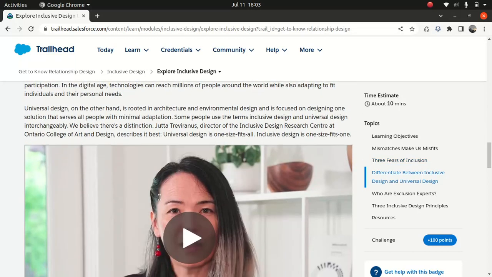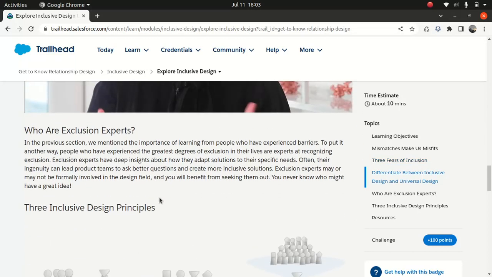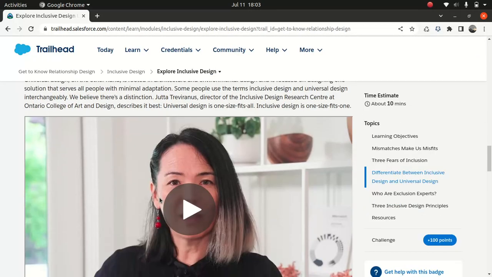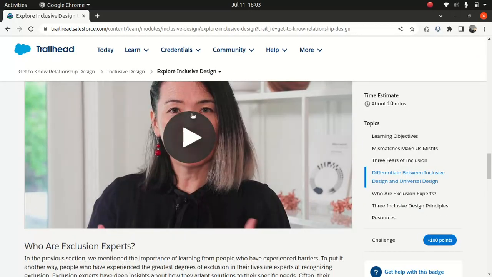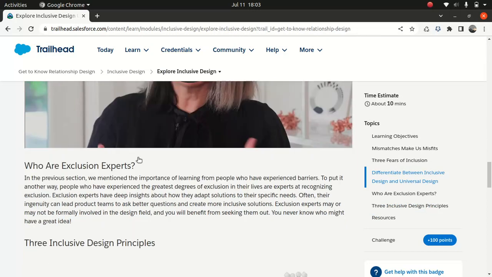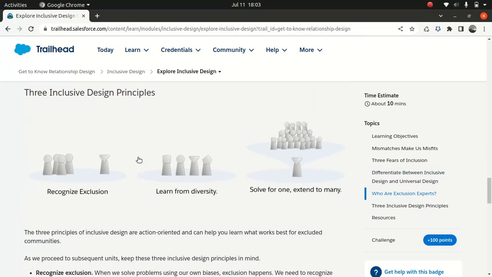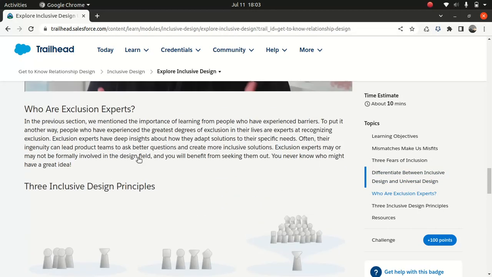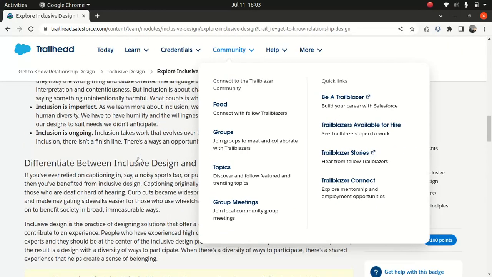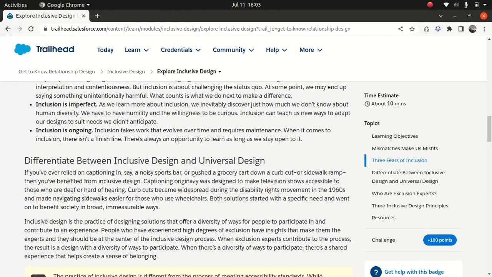Now, universal design and inclusive design. This lady spoke about it; if you want to listen to it, you can go to Trailhead and listen to her talk. Now, the three inclusive design principles I wanted to talk about. If you want to know about inclusive design and universal design, let me tell you from my perspective.